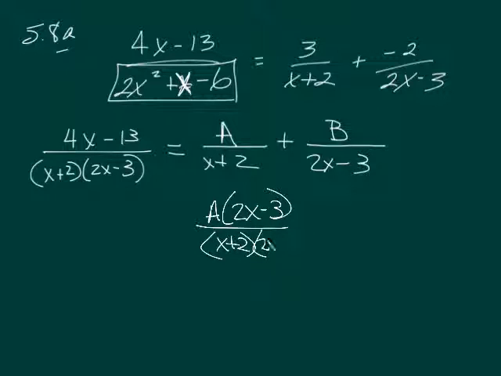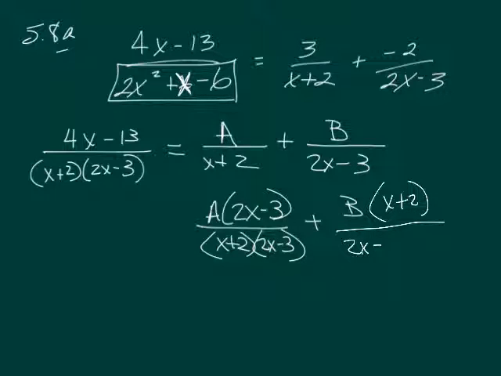Top and bottom. And on the other side, I've got a B, and I'm saying, okay, what am I missing here that I have here? Well, an x plus 2. So I'm going to multiply top and bottom by x plus 2.